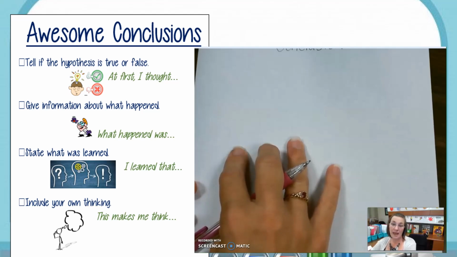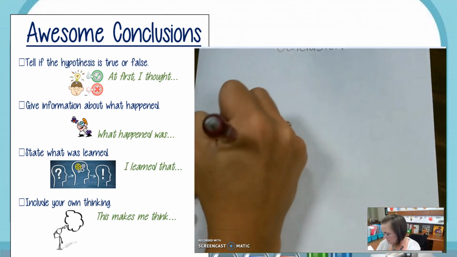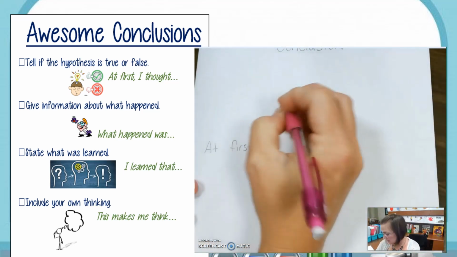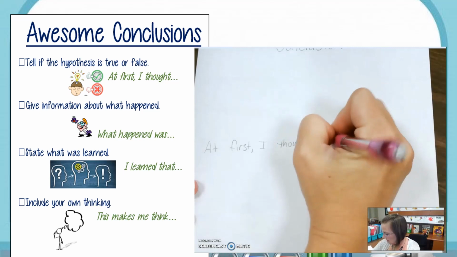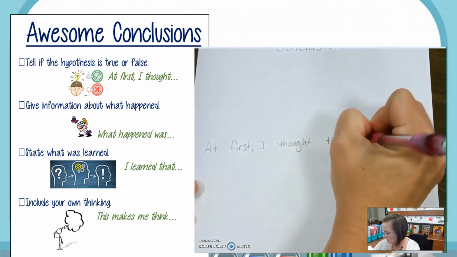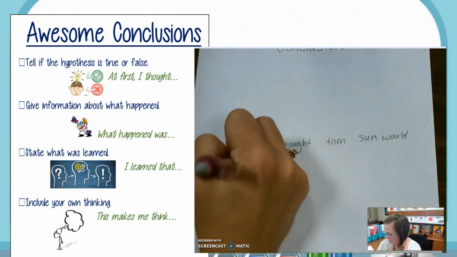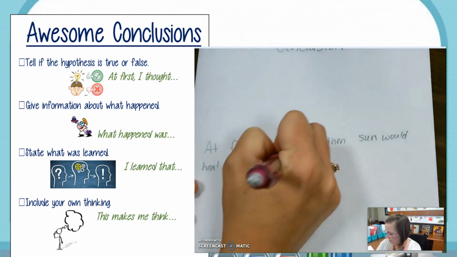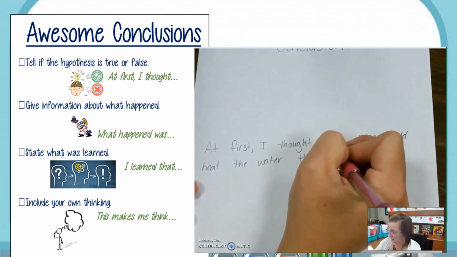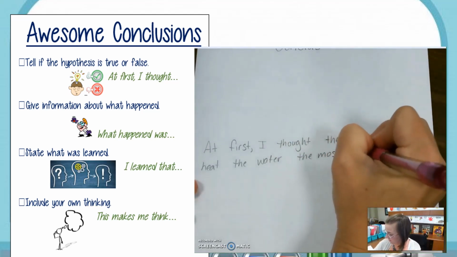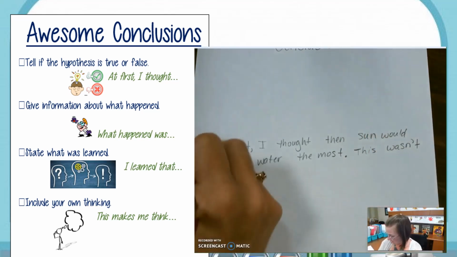First, I have to tell if my hypothesis is true or not. So I'm going to start by saying, at first I thought, and remind them what my hypothesis was. At first, comma, because that's a phrase, I thought the sun would heat the water the most. That was what my hypothesis was, but that was not correct, was it? So I need to say that. This wasn't, and I'm going to add a contraction there, so I need an apostrophe. This wasn't correct.